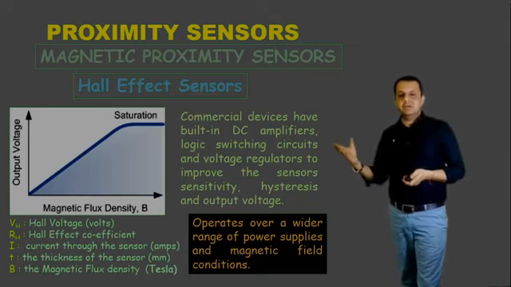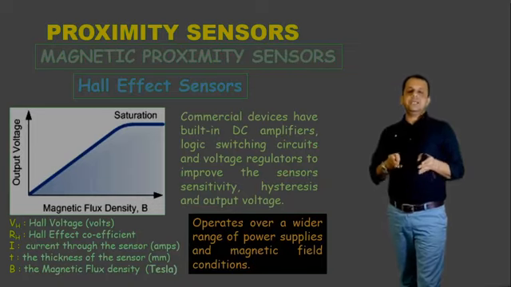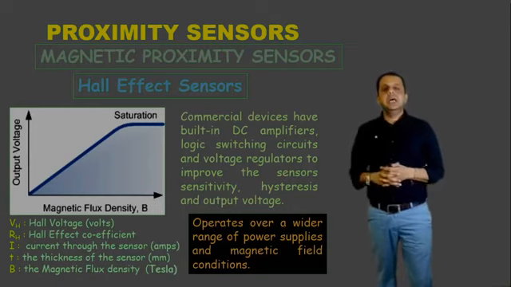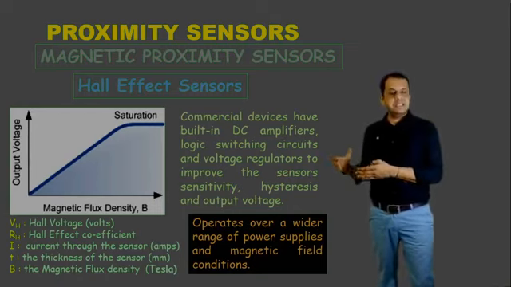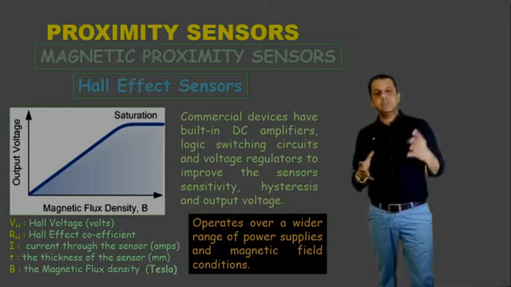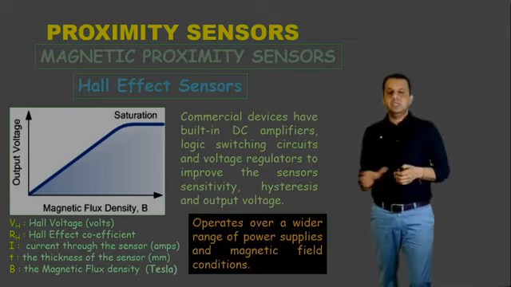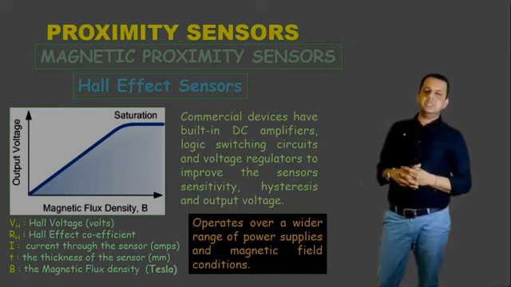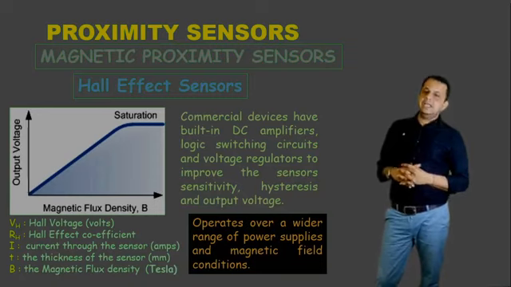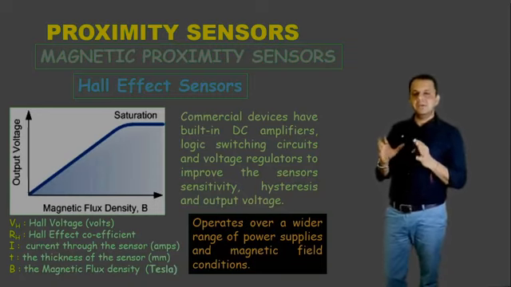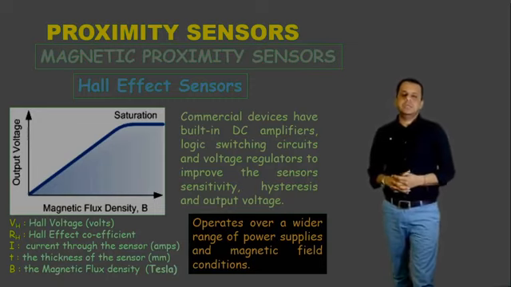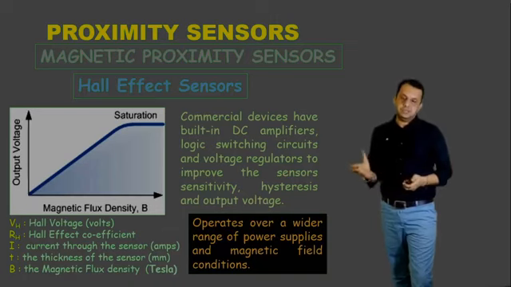Hall effect sensors have this kind of characteristic where the output voltage VH will be proportional to the magnetic field. This is our well-known VH curve that you studied in the first year. And once again, a built-in DC amplifier, as I said, is given to amplify the microvolt level of the VH. So here you remember the terminology. VH is the Hall voltage, R is the Hall coefficient, I is the current through the sensor, t is the thickness of the sensor, and B is the magnetic flux density. And the benefit is it operates over a wide range of power supply and magnetic field conditions.